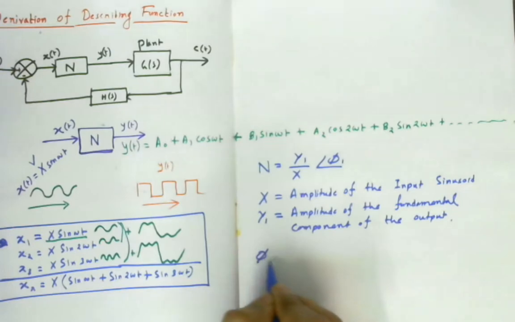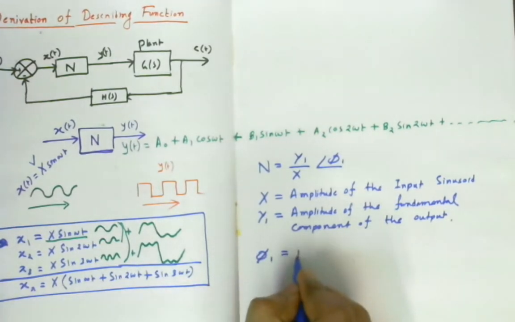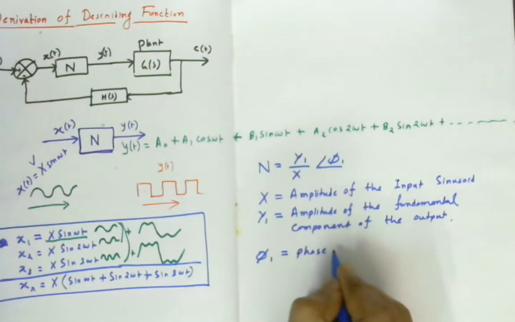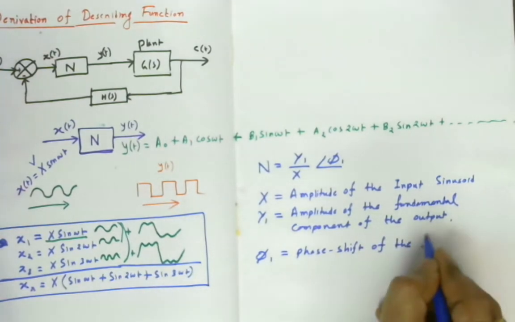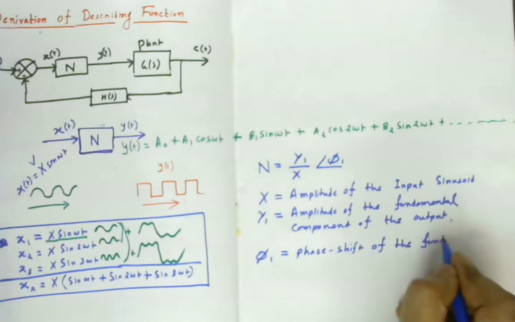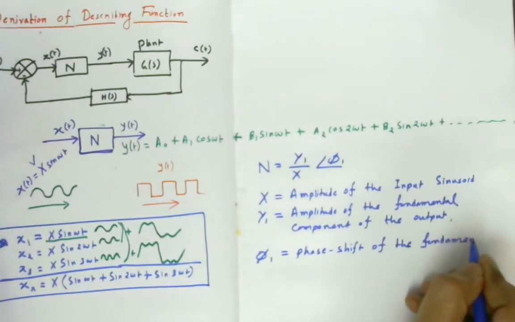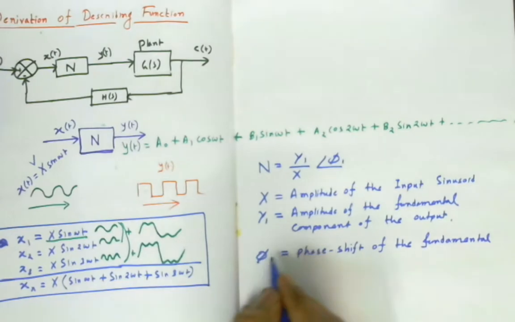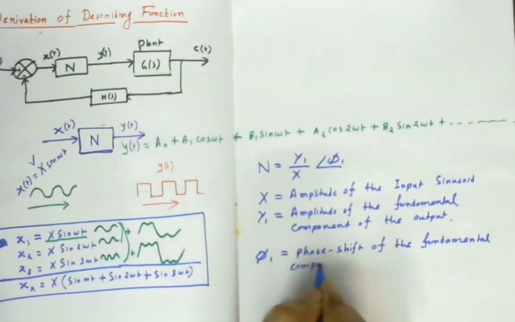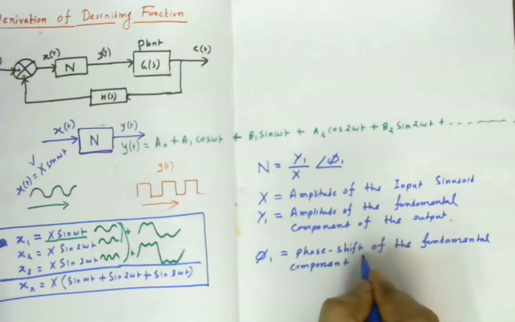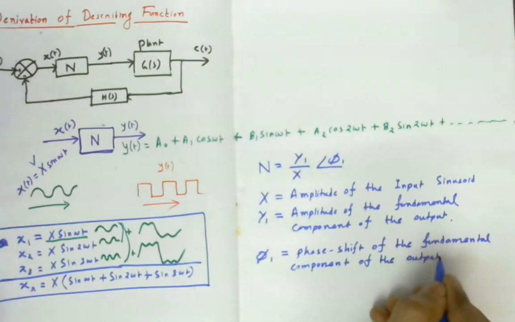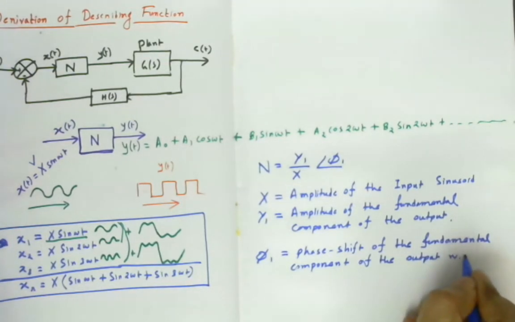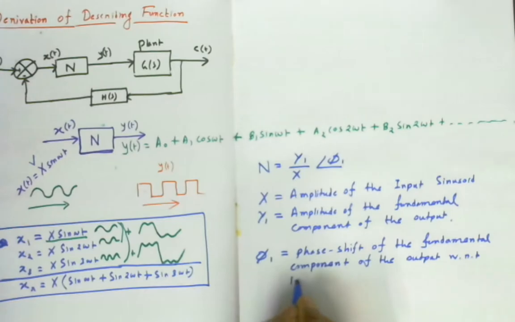And what about phi 1? Phi 1 is the phase shift of the fundamental component of the output with respect to input.